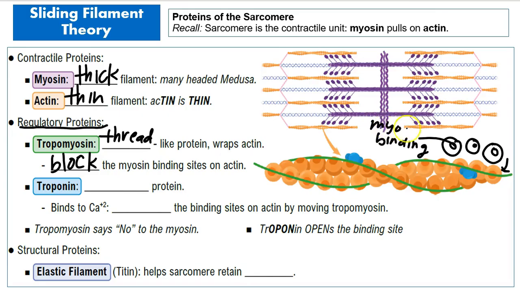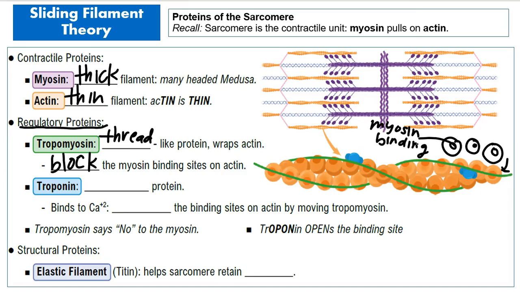See, myosin binding site. And as long as that tropomyosin is there, there is not going to be any additional pulling on this actin, all this shortening of the sarcomere. There's not going to be any contraction, okay?